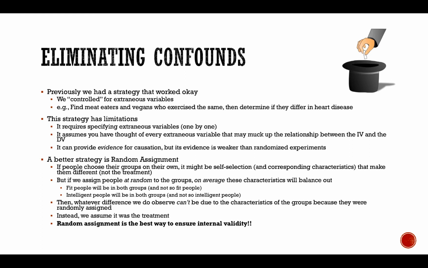So if people choose their groups on their own, like vegan versus meat eater, there might be self-selection involved, and the corresponding characteristics that make them different, not the treatment itself. So if you find an observed difference, and the people were allowed to select into their groups, you don't know whether that difference is due to whatever characteristics made them choose those groups, or due to something else, like something correlated with vegan versus meat eater or whatever you're comparing.